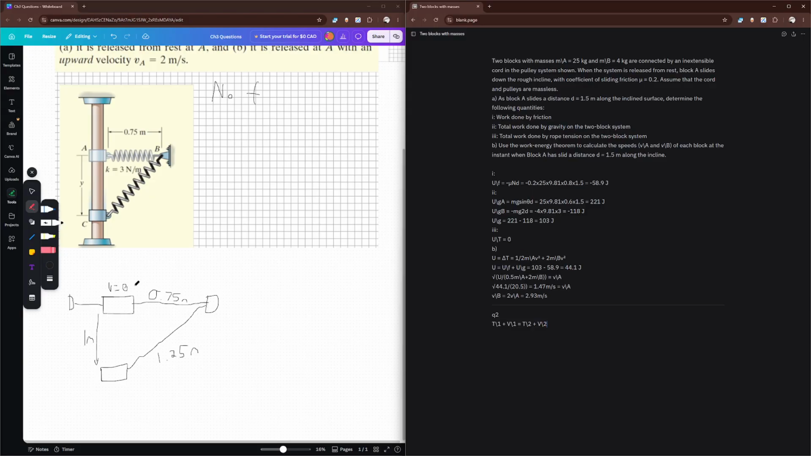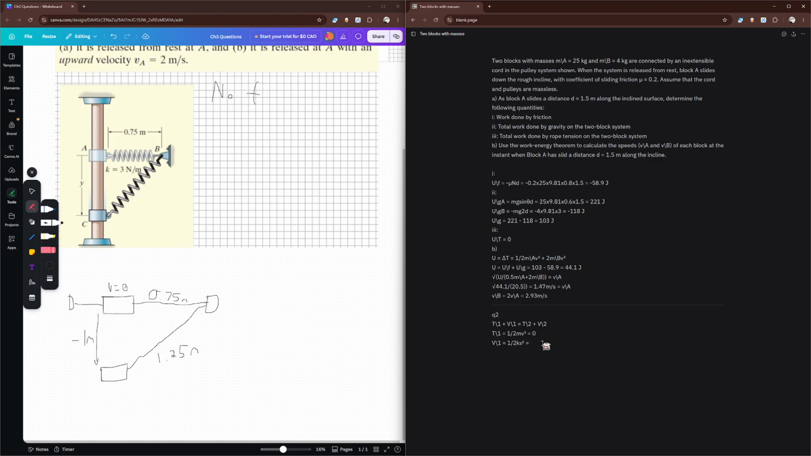And also we should call this -1 because it's down from the datum, right? So keep that in mind. So T1 is equal to half mv squared, and we know that it's at rest, so it's just equal to 0. V1 is equal to mgy plus half ks squared, right? But we know that at the initial position, y is equal to 0. So it's just equal to half ks squared, which is equal to k is 3. So K is 3.